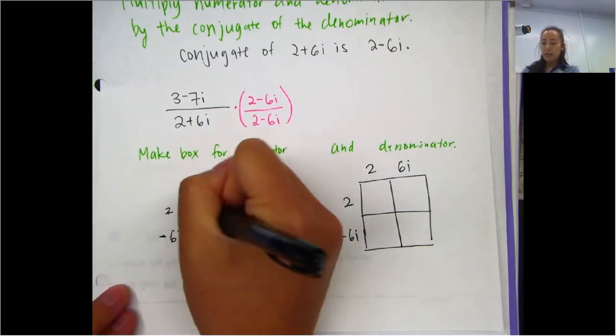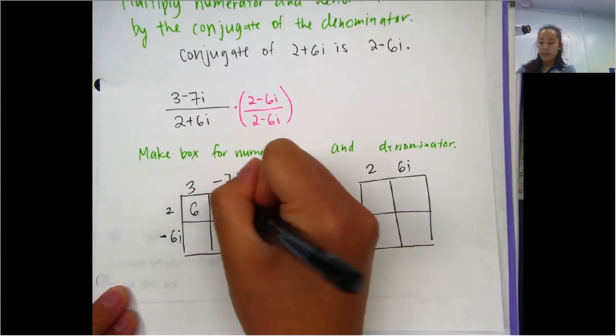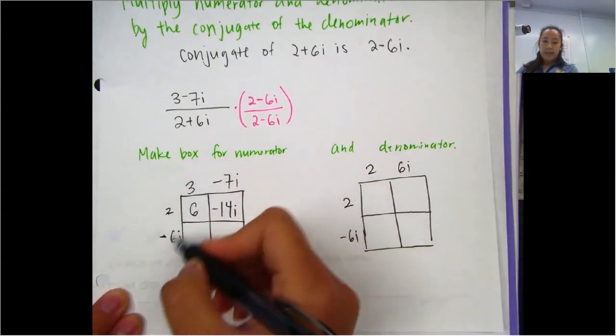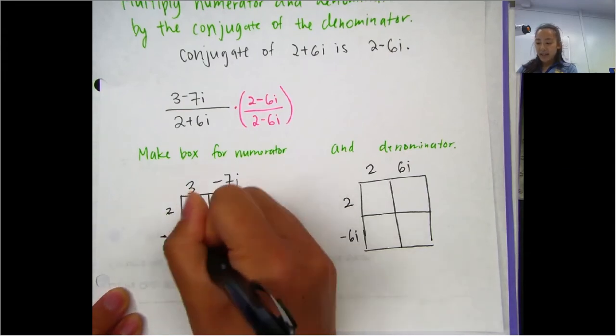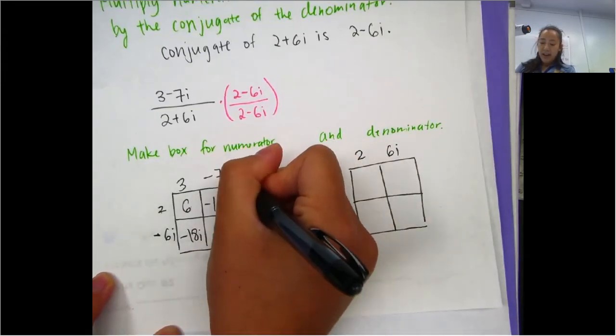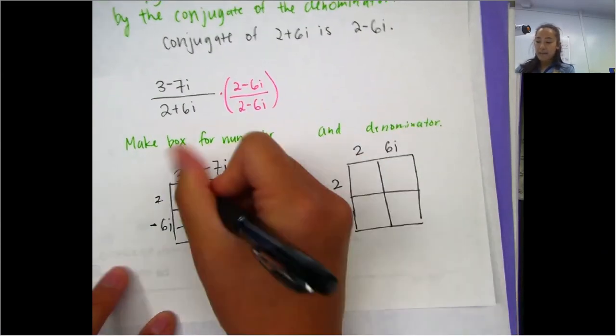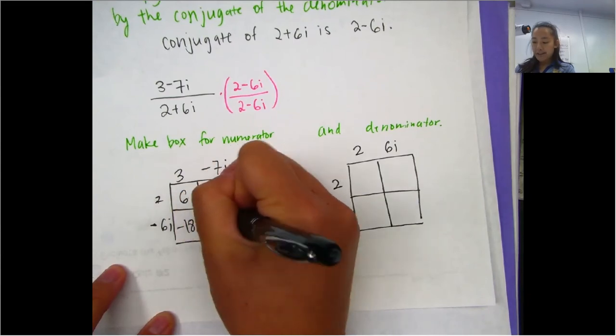So you have 2 times 3 is 6. 2 times negative 7i is negative 14i. 3 times negative 6i is negative 18i. And then negative 7i times negative 6i, that's going to be positive 42i squared.